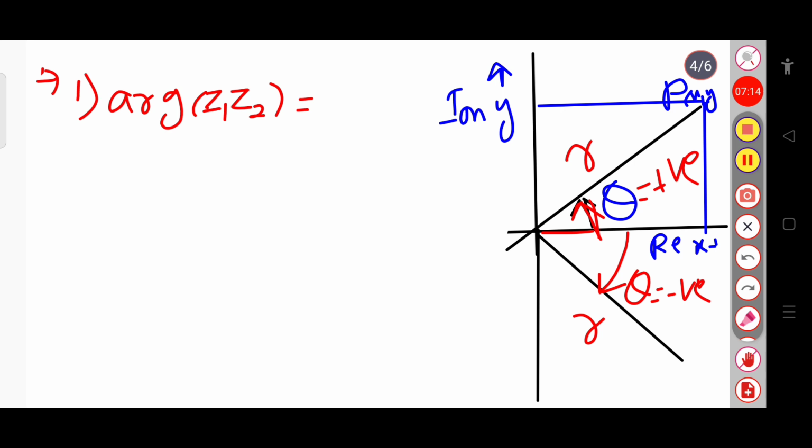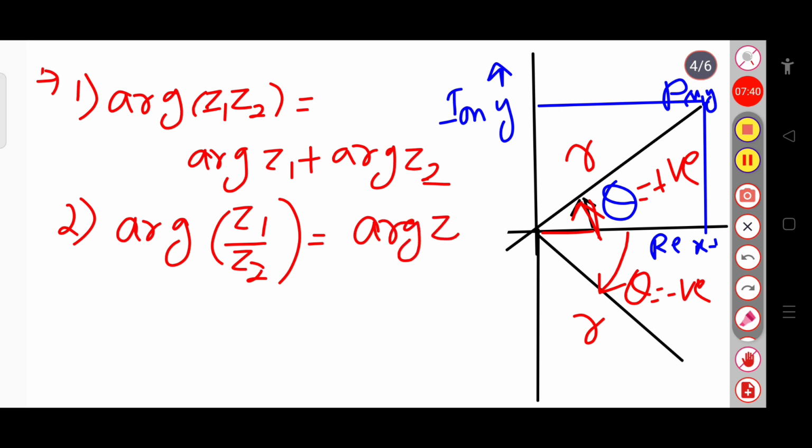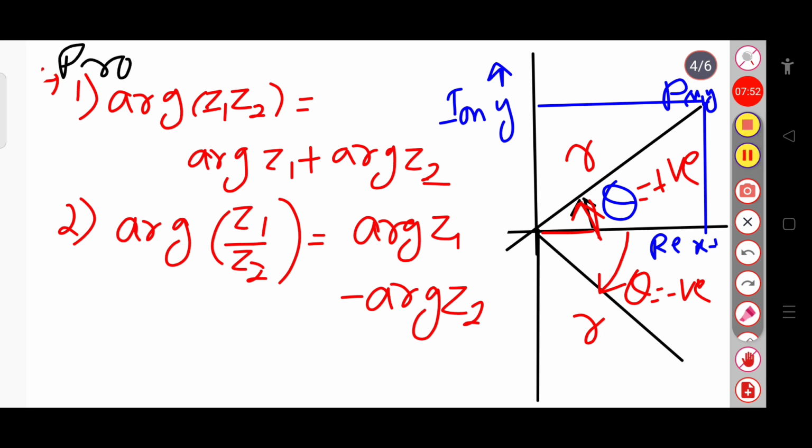So the argument of z1 into z2 will be equal to the argument of z1 plus the argument of z2, just like the logarithmic function. Similarly, the argument of z1 divided by z2 will be equal to the argument of z1 minus the argument of z2. These are the properties of the argument.